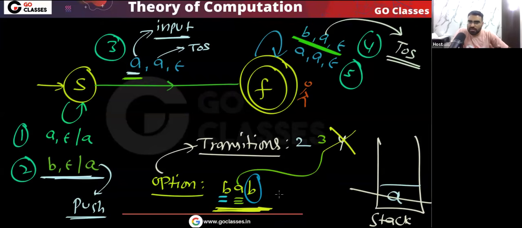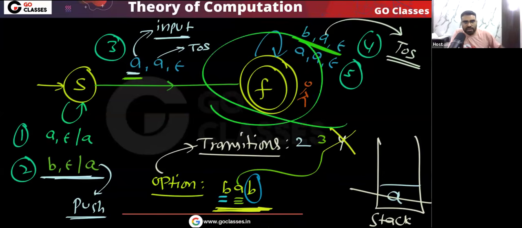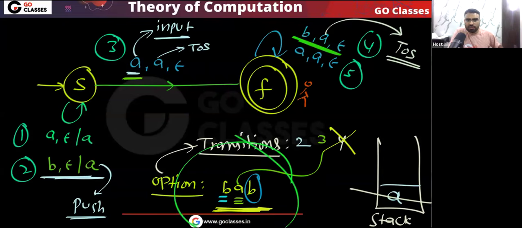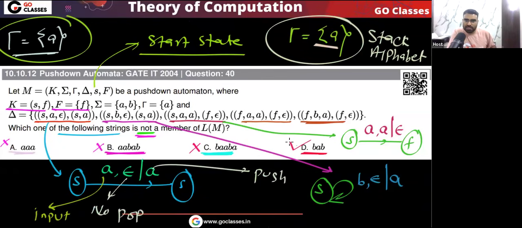Did you understand what I'm saying? I'm saying that at the end of the string, I cannot go to final state. If I go to final state, then the string will not be consumed. So this string is rejected. I hope you understood. So finally, the answer will be this option D. Is this clear? Please tell me.